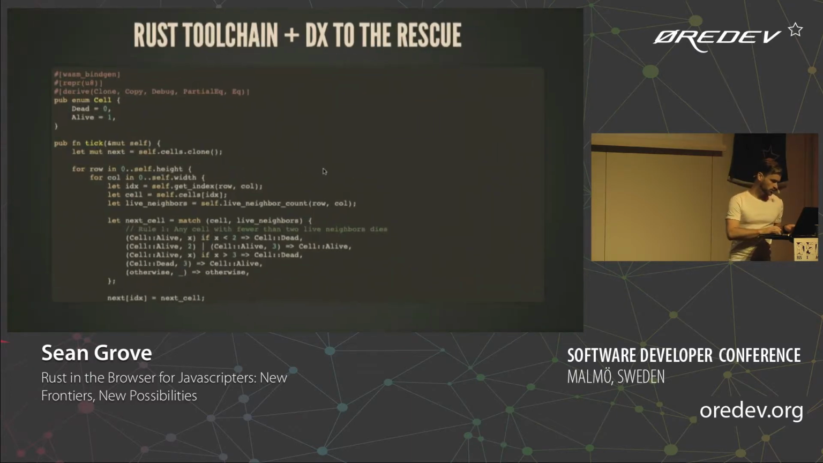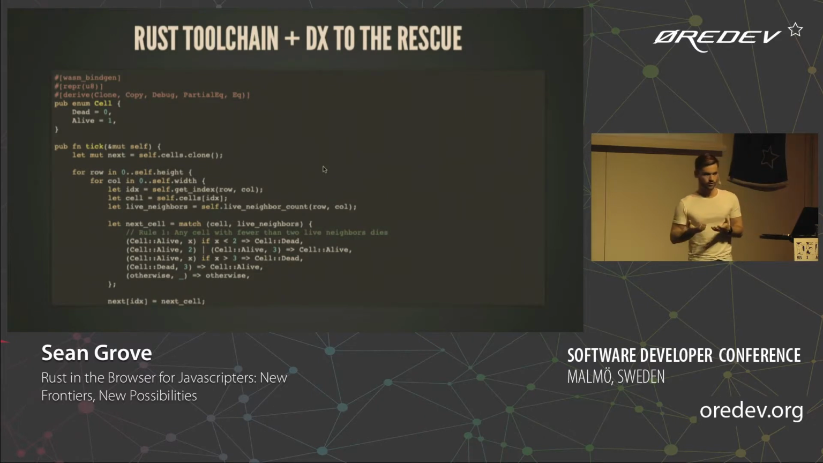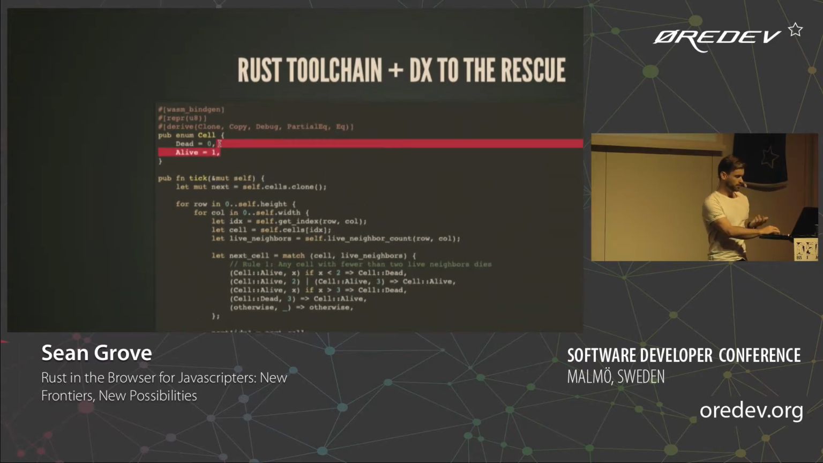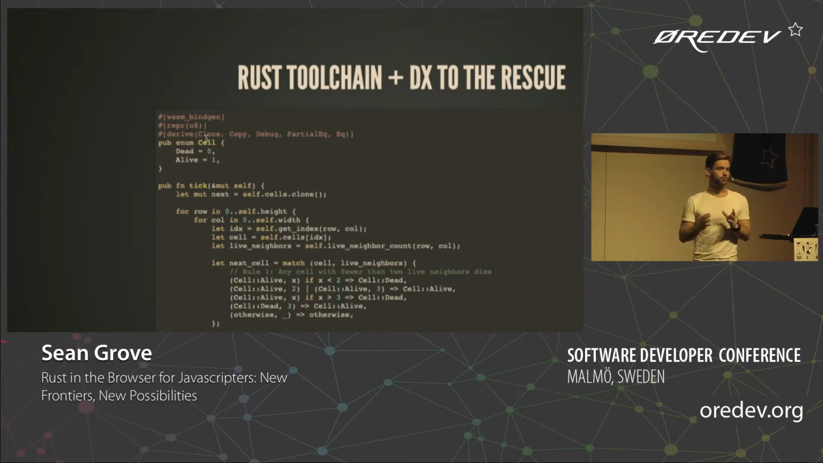However, the Rust developer team is very aware of this and actually has gone to heroic lengths to make this really, really smooth. So let's say, for example, this is just a small bit of code from a game of life. This is from the Hello World Rust WebAssembly example. And here I have an enum, a cell. So a cell can either be dead or it can be alive. And I'm choosing to represent those enums as either 0 or 1.